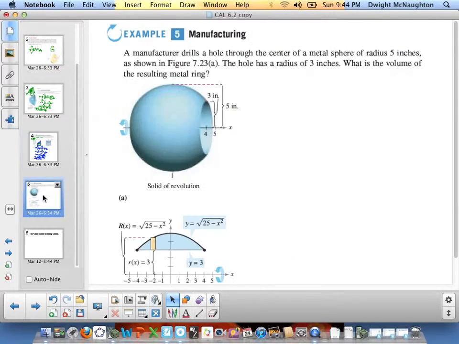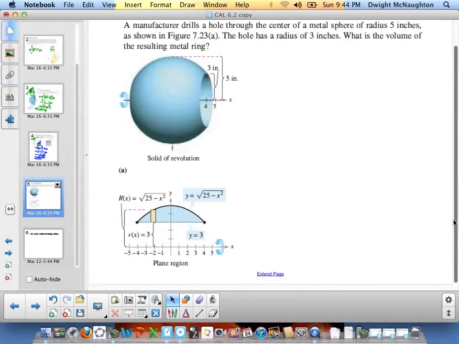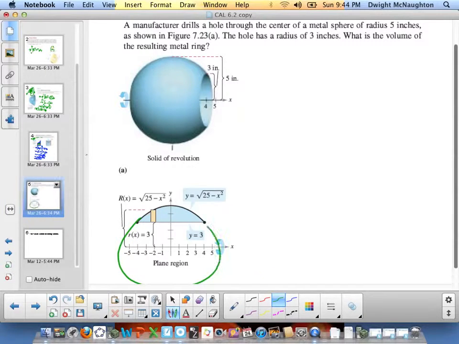Okay, let's look at one more practice problem. All right, we got a sphere and we're going to drill a hole in it. And we're going to use a drill with a radius of 3. The sphere has a radius of 5. Well, when you do that, really you're going to have a whole circle, and you're taking out this part right here. And so you can just rotate this part of a circle.